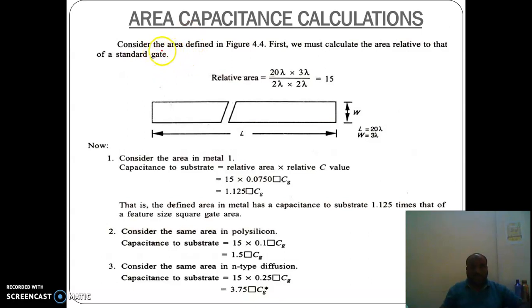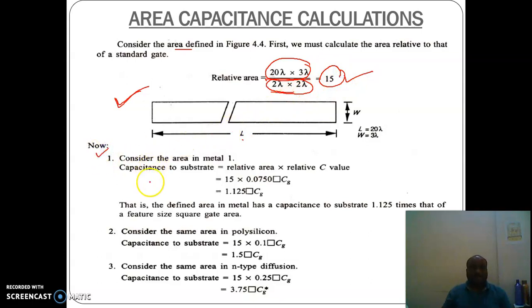So consider the area that is defined in the figure here. In order to get various capacitances of this layer that has been formed, first we need to calculate the relative area. Relative area is nothing but the area of the layer under consideration divided by a standard square. The standard square is known to us, that is 2 lambda by 2 lambda. So what is the area of the given layout? Its length is 20 lambda and its width is 3 lambda. So 20 lambda by 3 lambda divided by 2 lambda by 2 lambda represents 15. So this is the relative area.